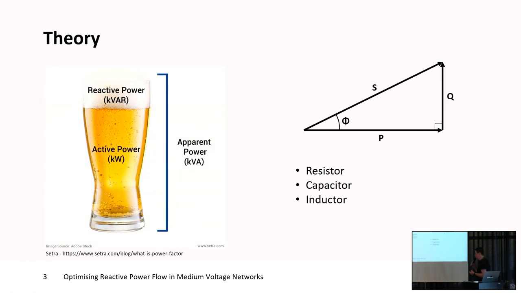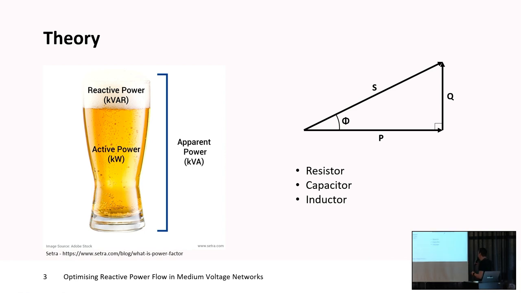To me, the topic of reactive power was introduced with the beer analogy, so I will introduce it to you as well. We have the active power, which makes light, makes heat, does all the useful stuff. You can see this as the yellow liquid of the beer. And then we have another thing, the reactive power, which is used in the network to build and maintain the electric and magnetic field in the grid, which are then able to transport active power.